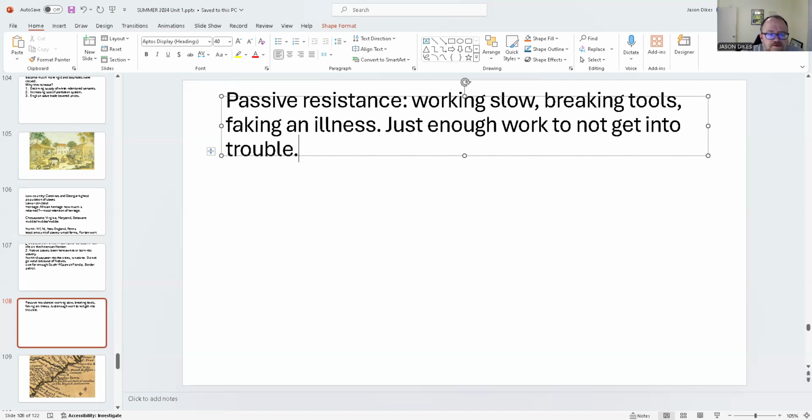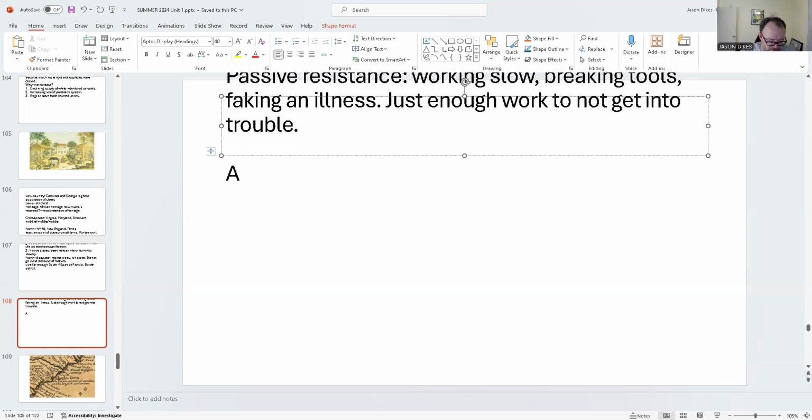We have all done passive resistance with our parents at some point in our lives, whether it's mowing the lawn or cleaning our room. We have done just enough of a good job to avoid any further hassle from parental units. Same thing with slaves. Okay? Work slow, break the axe, maybe kill an animal. Okay? Same thing. It's going to do just the least amount of work we have to do.